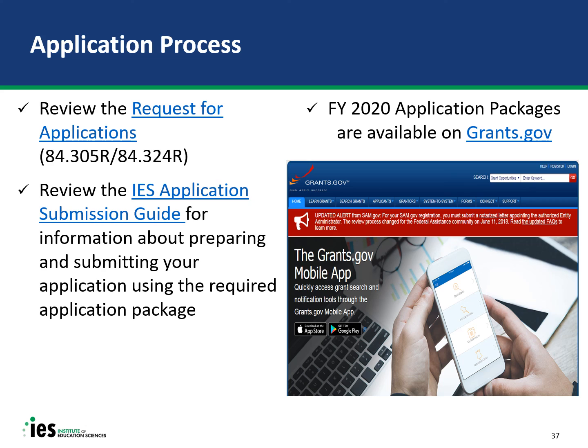So you need 3 things to apply. First, you need the RFA, which contains information for writing your project narrative. Second, you need the IES application submission guide, which is a newly separated document that describes information related to submitting your application and provides an overview of the funding process. Lastly, you need the application package, which can be found on grants.gov.